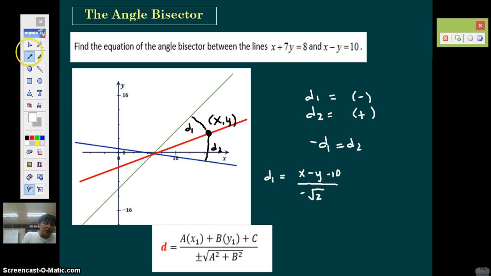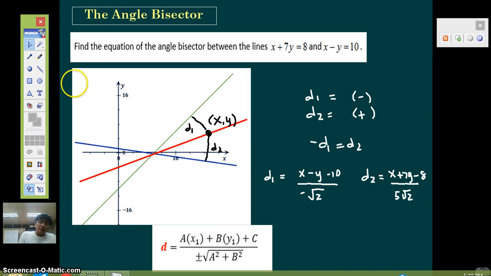Now let's do the same for D2. D2 is the distance between the point and the blue line, which is x plus 7y equals 8, and the point xy. Again, in general form, this would be x plus 7y minus 8 all over the square root of a squared plus b squared, which is the square root of 1 plus 49. That's the square root of 50. Simplifying it will give you 5 square root of 2. The sign of the denominator is positive because b is positive also. So now this is D1 and this is D2.